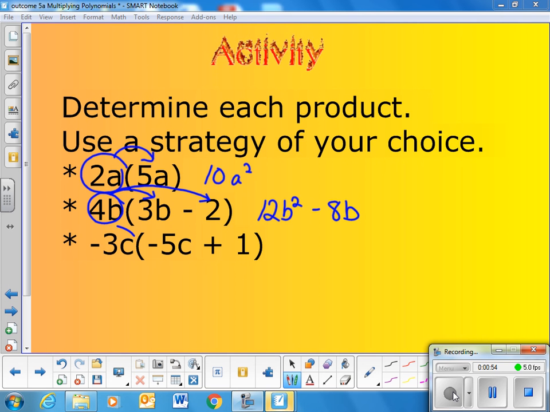The last example, we have negative 3c. The first step is to multiply it by the negative 5c. So negative 3 times negative 5 is positive 15. c times c gives us c squared. Then negative 3c times positive 1, which is negative 3c.